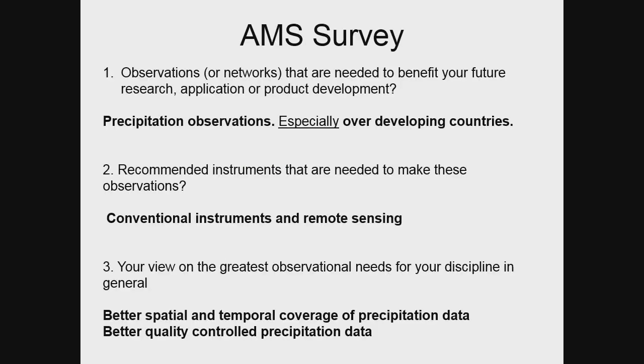And AMS asked a survey about the data, so for this particular case, basically what I need is better precipitation data, better coverage in spatial and time, and better quality control of precipitation, especially over developing countries where you usually have monsoons. So thank you.